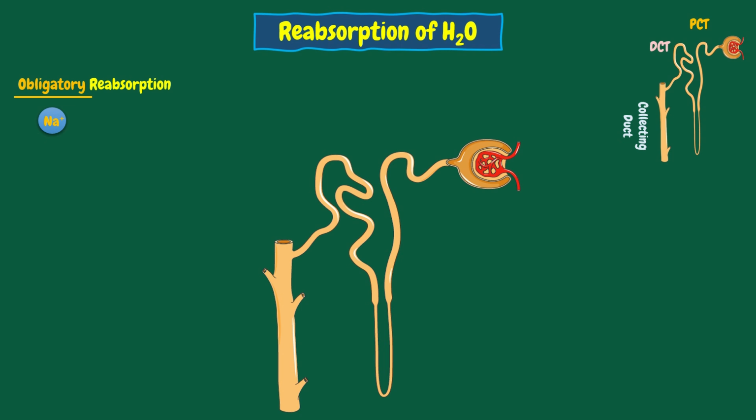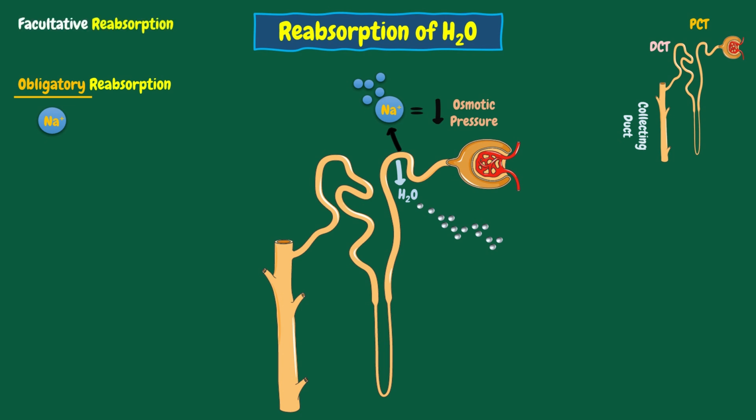When sodium is reabsorbed from the tubule, the osmotic pressure decreases. It causes osmosis of water from the renal tubule. Reabsorption of water from the distal convoluted tubule and collecting duct is called facultative water reabsorption. Facultative reabsorption is the type of water reabsorption in the distal convoluted tubule and collecting duct that occurs by the activity of antidiuretic hormone. Normally, the distal convoluted tubule and the collecting duct are not permeable to water.